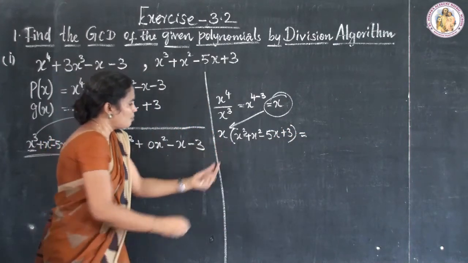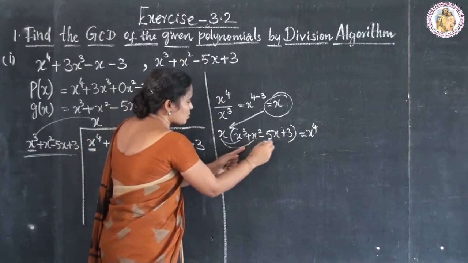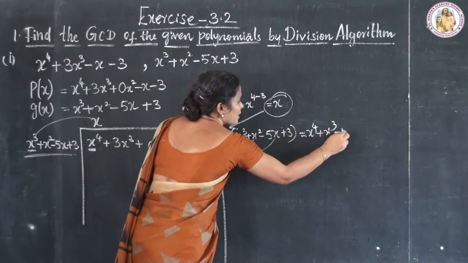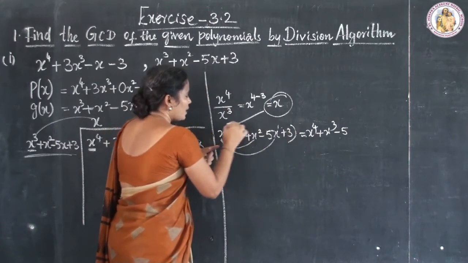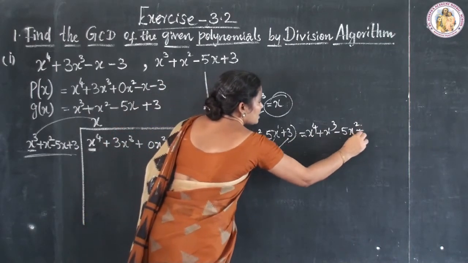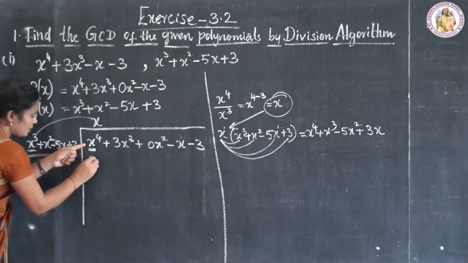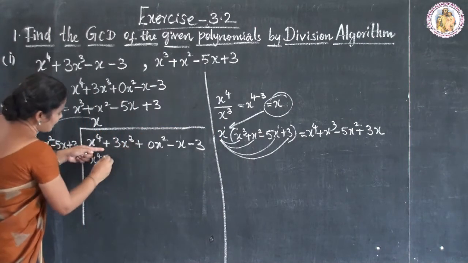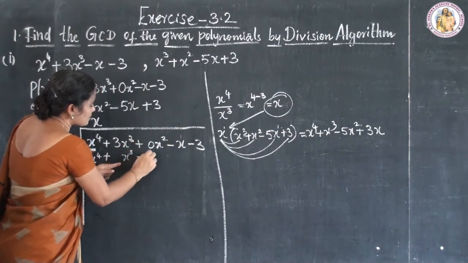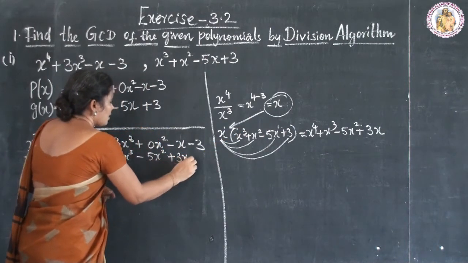Now multiply. x into x cube is x to the power of 4. x into x square is x cube. x into minus 5x, x power 1, x power 1, so it becomes x square. And x into 3 is 3x. Now write down the polynomial here: x to the power of 4 plus x cube minus 5x square plus 3x.